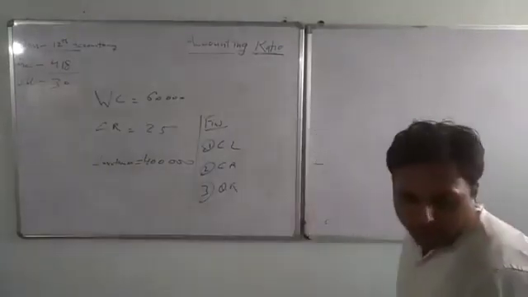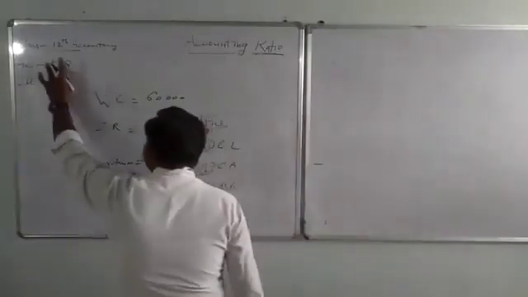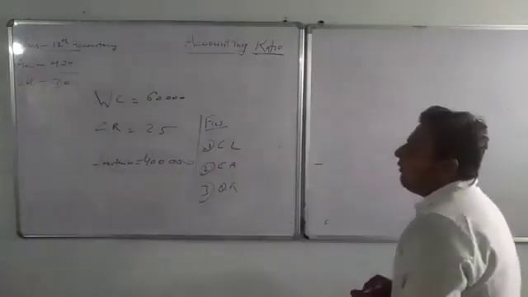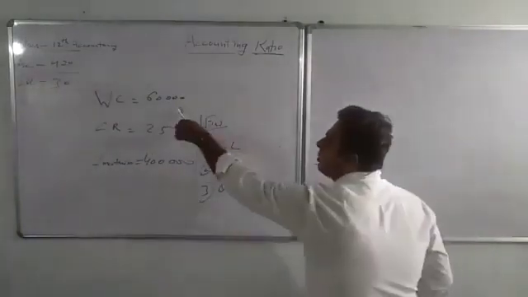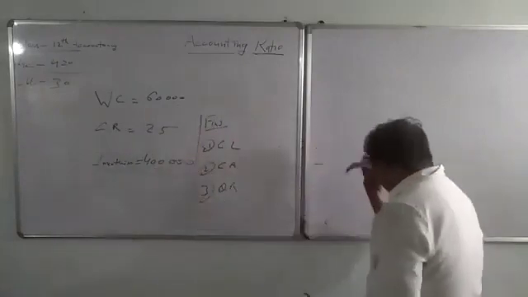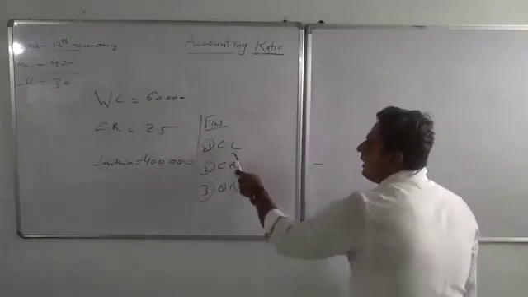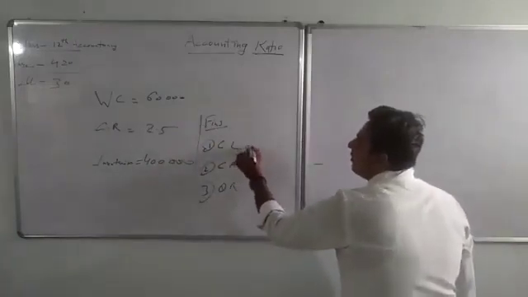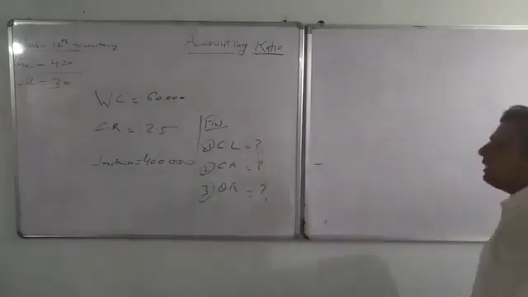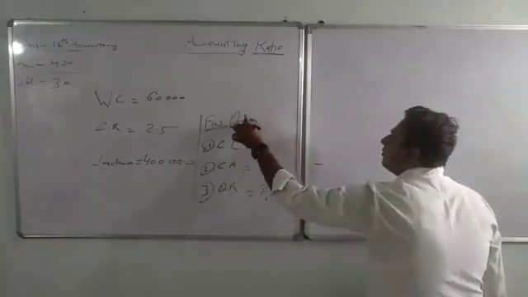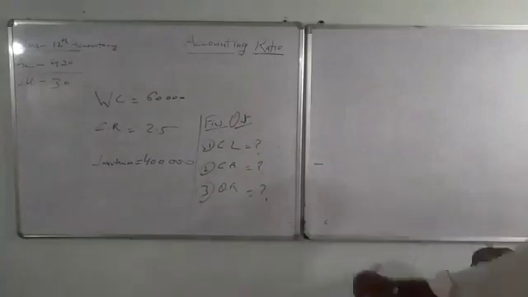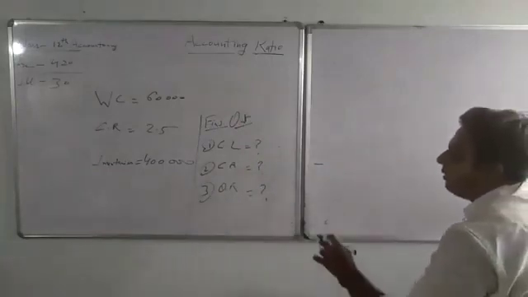Page number 4.20. Illustration number 30. Working capital is given 60,000 in this question. Current ratio is 2.5. Inventory is 4 lakh is given. And you are asked to find out current liability, current asset and quick ratio. So these three things you have to find out. How you will find out all these three things? Okay, let's go through one by one.